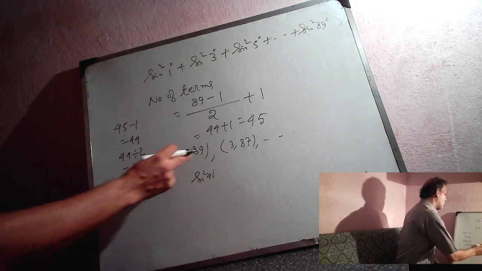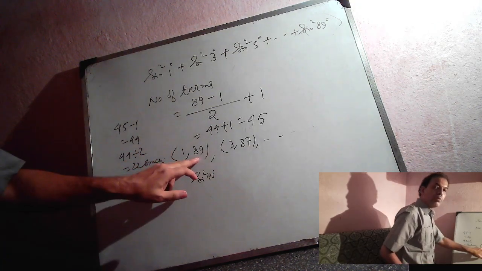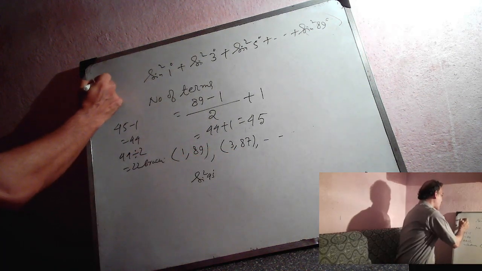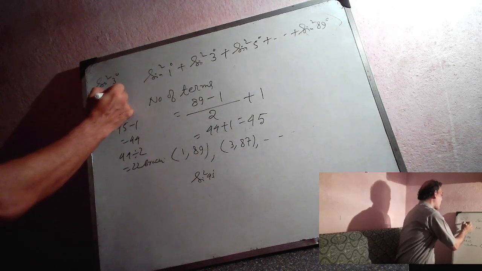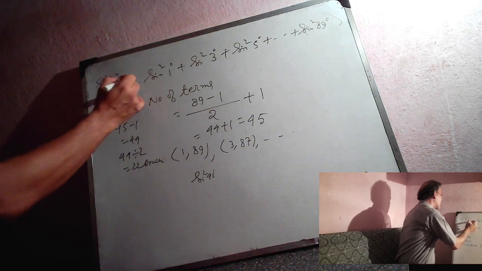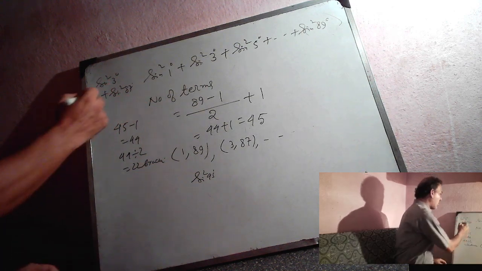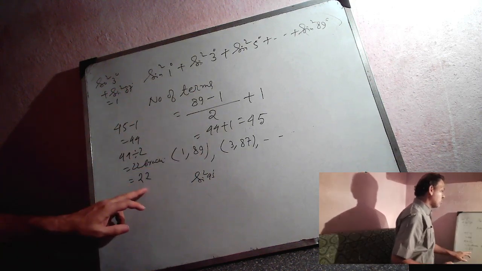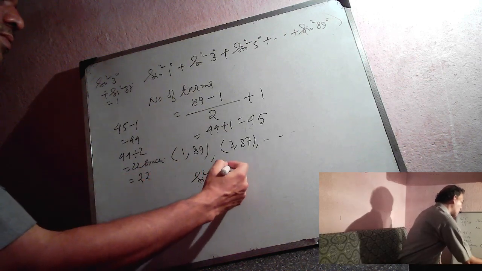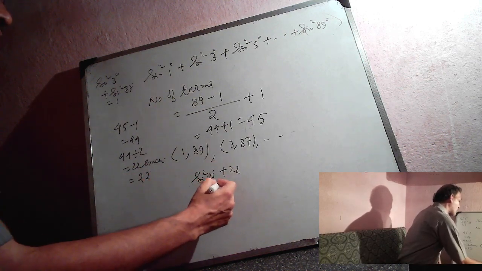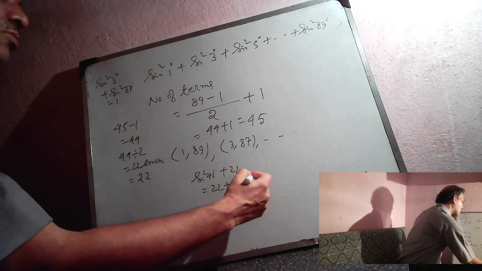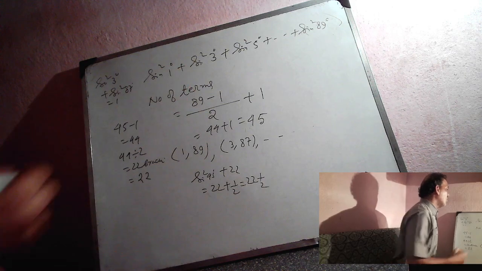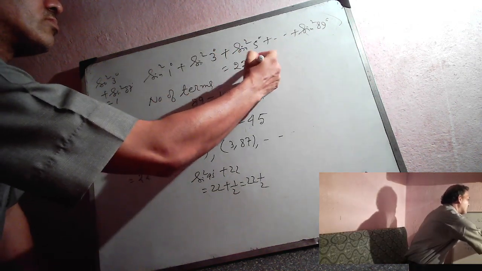The value of each bracket is 1. Sin square 1 plus sin square 89 is 1, 1 plus 89 is 90. Sin square 3 degree plus sin square 87 degree, 87 plus 3 is 90, that is why this will be 1. So the value of each bracket is 1. There are 22 brackets. Total value will be 22. 22 plus sin square 45, so 22 plus half will be 22 and half. So the value of it will be 22 and half.